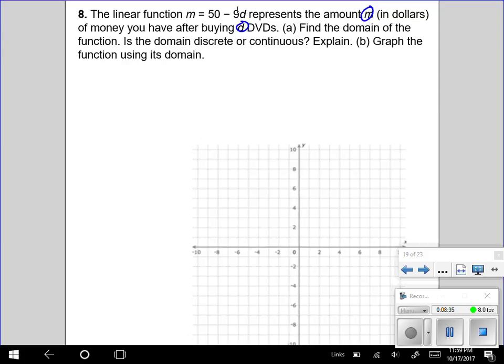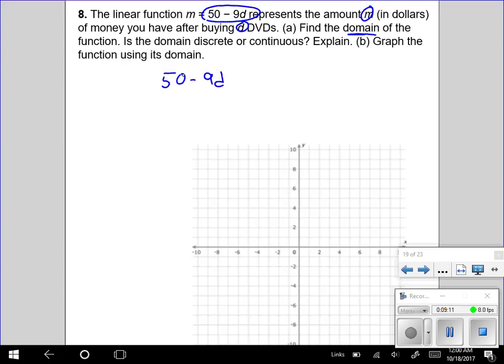So we need to figure out our domain, so what can we put in? How many DVDs can we actually buy? Well, we kind of have to work backwards here. This one's a little different because if we're trying to figure out the domain, we can't not have any money to buy the DVDs. So we cannot go negative. We need to figure out what's the most amount of DVDs we could buy here and not be in the hole.